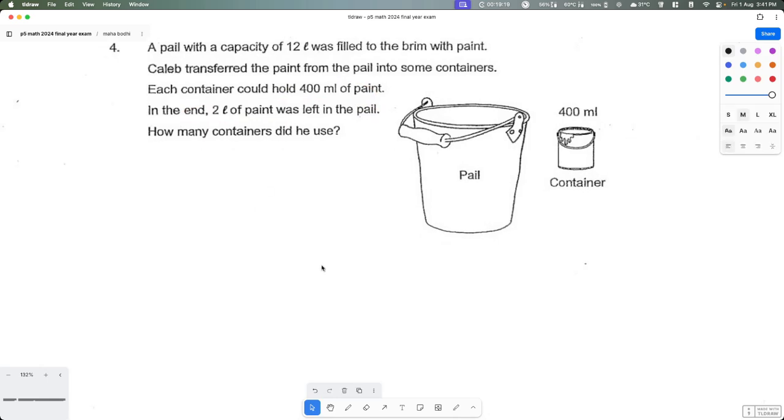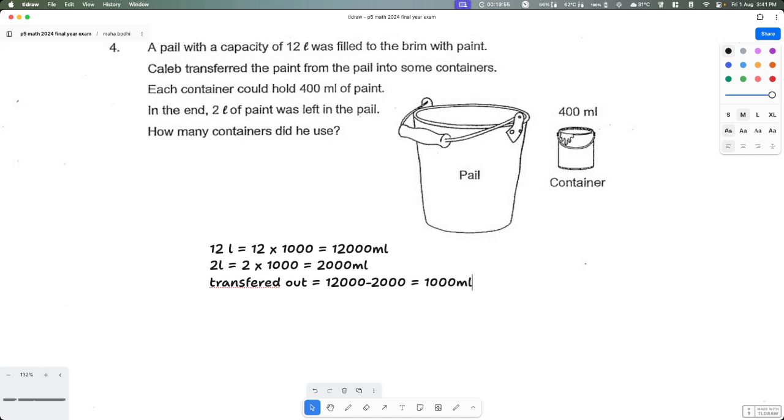So let's make this a little bit easier. 12 liters equal to 12 times 1000 equal to 12,000 milliliters. 2 liters equal to 2 times 1000 equal to 2000 milliliters. Right, so it was filled to the brim, 12,000. He used a 400 ml container to transfer out. So that means transferred out is equal to 12,000 minus 2000 equal to 10,000 milliliters.